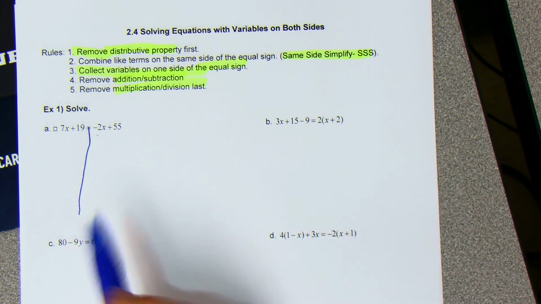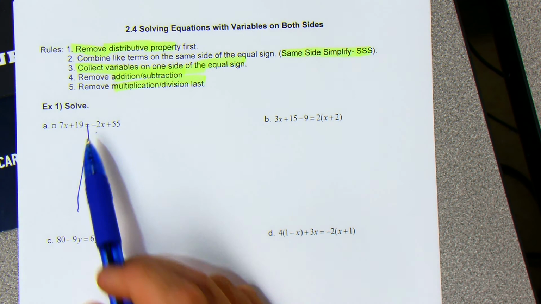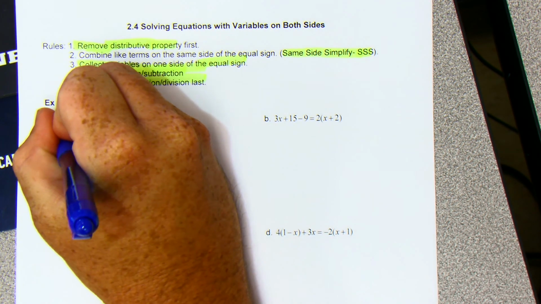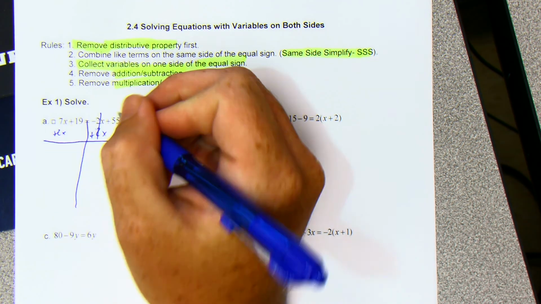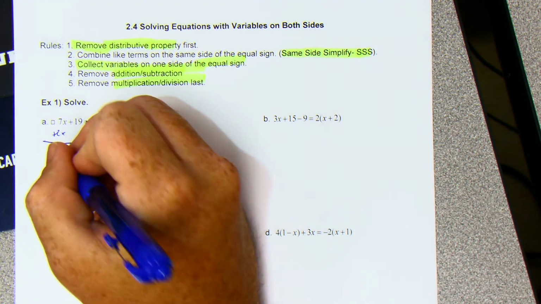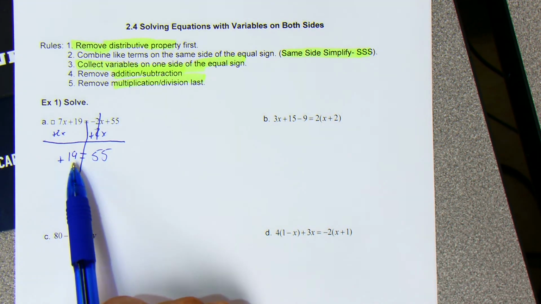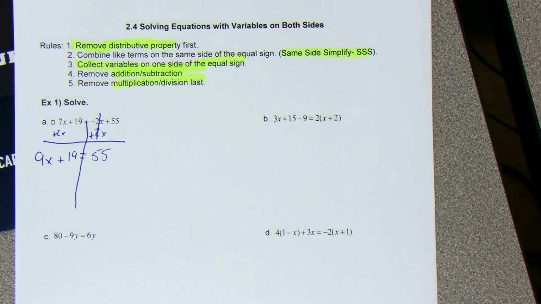In order to move this across the equal sign, we need to do the opposite operation. Right now, this is a negative. The opposite of a negative would be a positive. So I'm going to add 2x. Negative 2x plus 2x is 0, so I'm just left with 55. I'm going to bring down my equals sign, my plus 19, just straight down from up here, and then 7x plus 2x would be 9x. Now I have 9x plus 19 equals 55. I collected all the variables on one side of the equation.